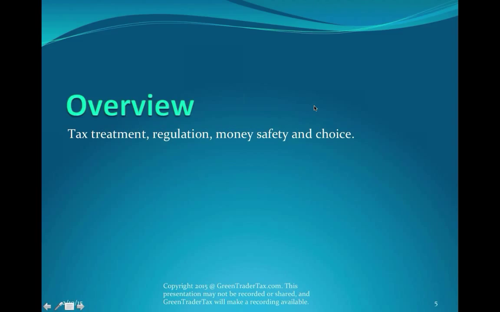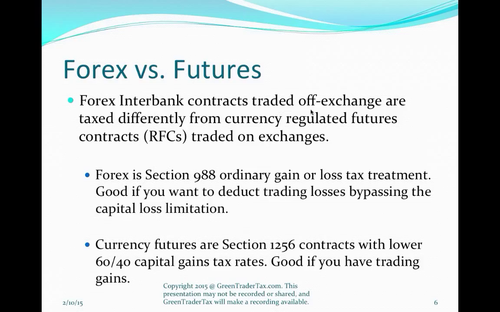So here's the overview. We're going to discuss tax treatment, regulation, money safety issues, and choice. You have options. You can trade Forex, you can trade futures, you can trade ETFs, you can trade Nadex. There's different tax treatment for what you trade. There's different regulations. It gets a little confusing when you consider all these things at one time because in each area, it's even confusing. Most people don't fully understand the rules for Forex.